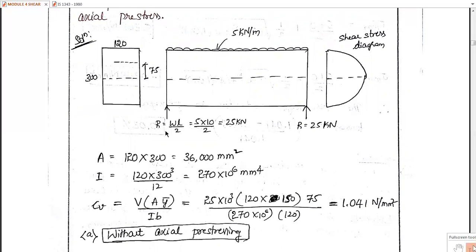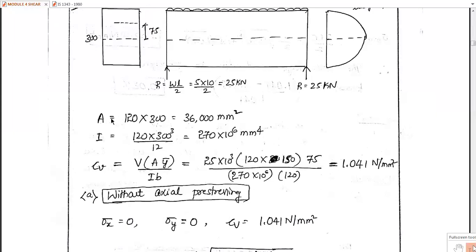These reactions R is equal to, it is a simply supported beam carrying UDL. Hence we have the reaction R is equal to W into L by 2. W, intensity of the load, 5, into span of the beam, that is 10 meter, divided by 2, which is equal to 25 kilonewton. On the left side and also the right side, we get the same reactions because it is subjected to uniform load. Okay. Now, take up the solution.